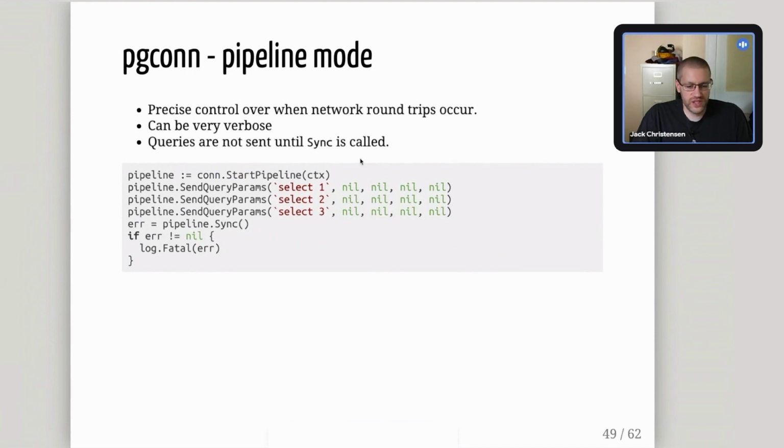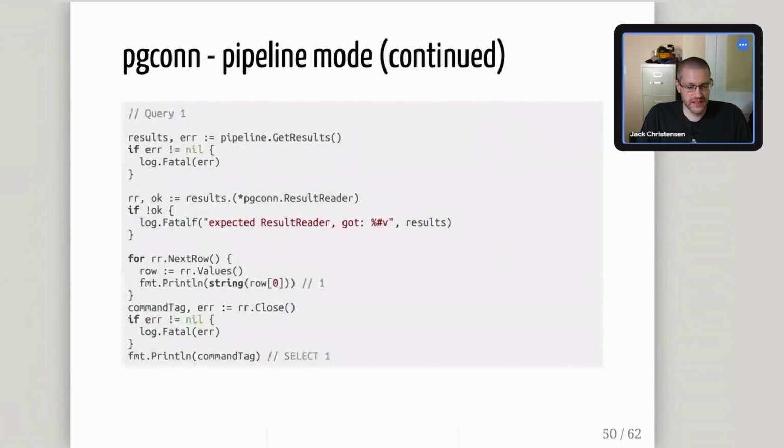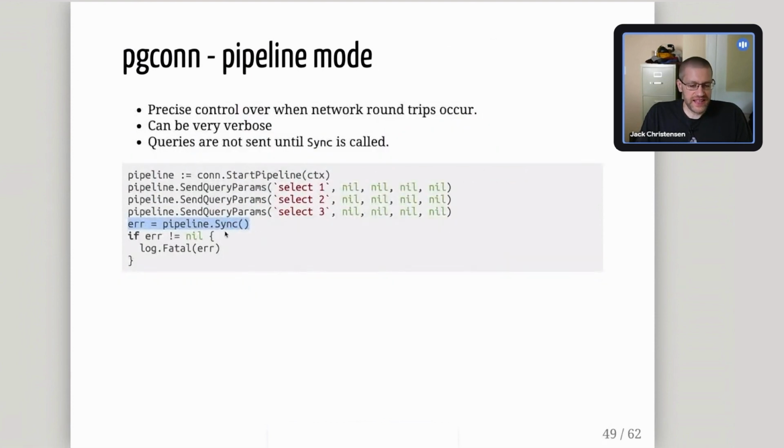So we start by starting a pipeline. We queue up some queries, and all these nils are the same thing we had with the example before, where it's like what type of parameter, the OIDs of all that sort of stuff. And then sync says, hey, actually send this. So we can control exactly when something is sent over the wire. Now, this actually did the sending.